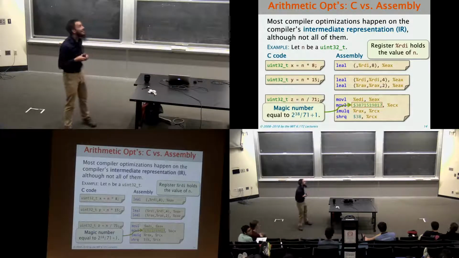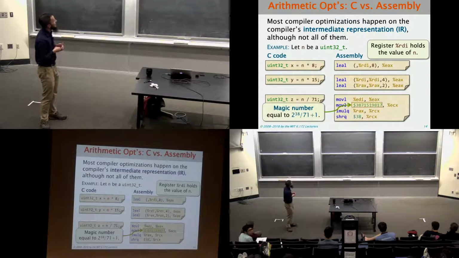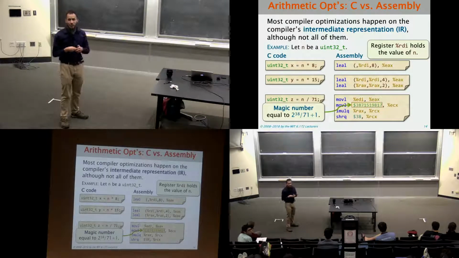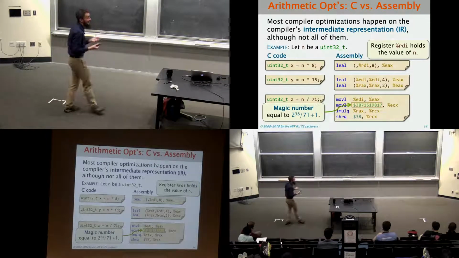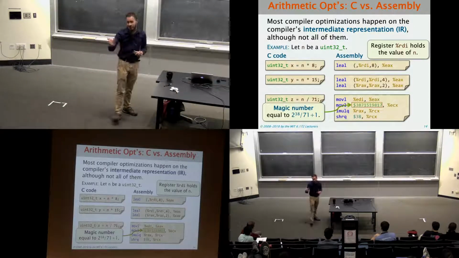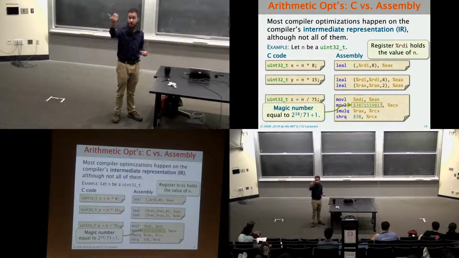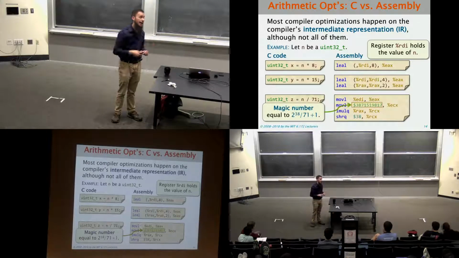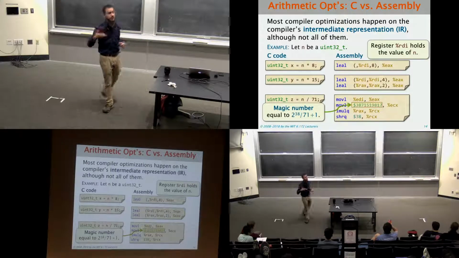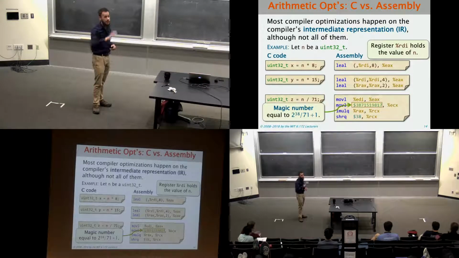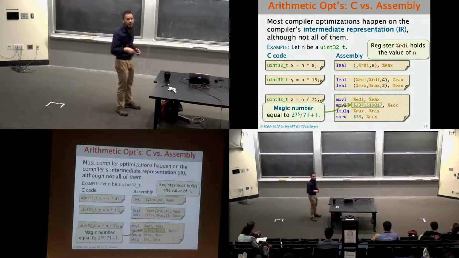Why did it choose 38? I think it chose 38 because 38 works. There's actually a formula for pretty much. It doesn't want to choose a value that's too large or else it'll overflow. And it doesn't want to choose a value that's too small or else you lose precision. So it's able to find a balancing point.